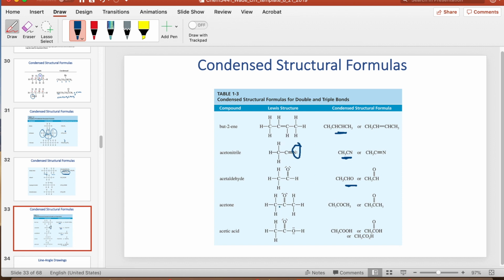Lone pairs are omitted, so we typically don't show lone pairs there either. Now, most of the time in organic chemistry, you really don't want to draw out a carbon itself. Instead, we use a line, and every point where a line intersects with another line is implied to be a carbon. So yes, we're getting even lazier.